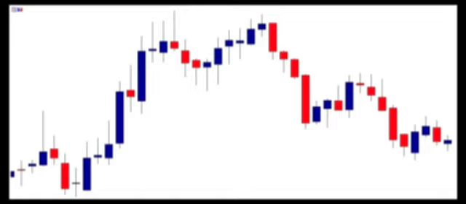The evening and the morning stars are reversal patterns that can be used only at the end of an uptrend or a downtrend. They don't work in range-bound or choppy markets.